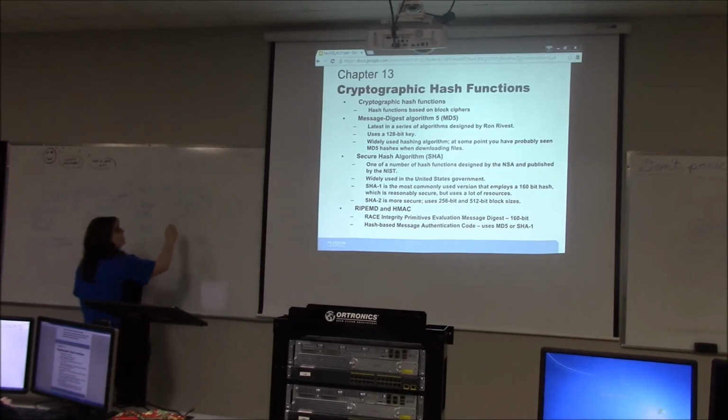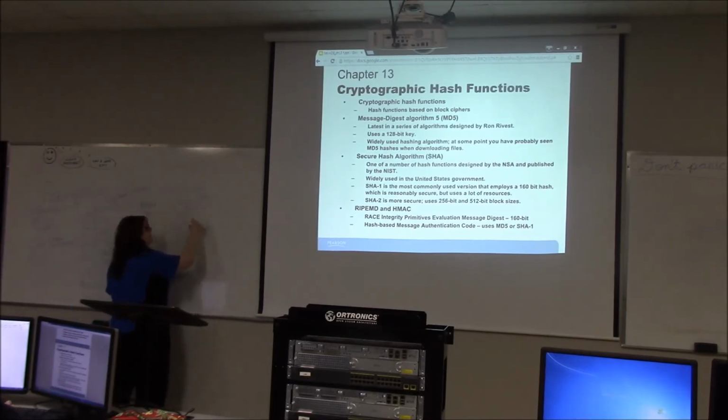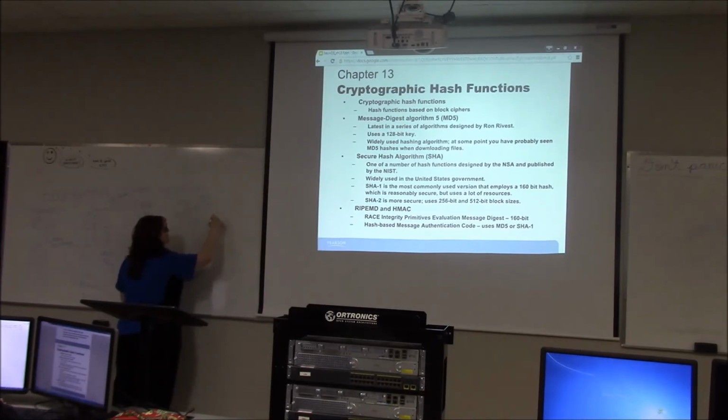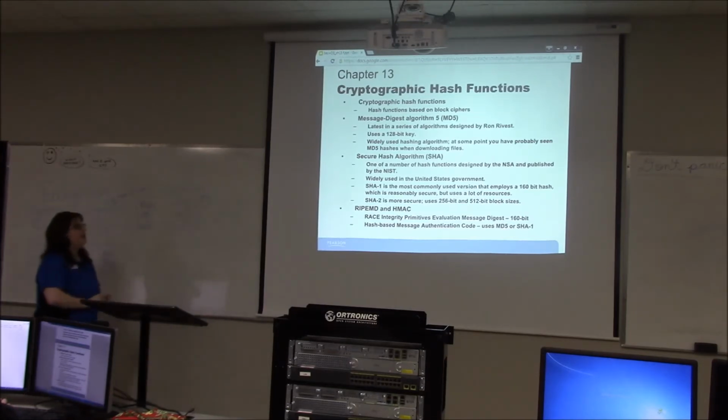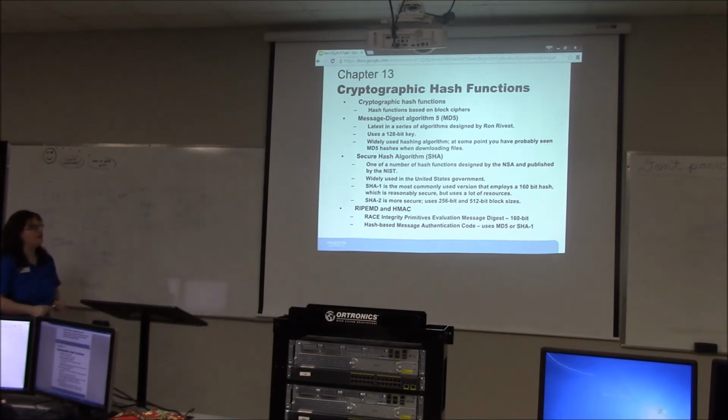The next one is SHA. SHA comes in different flavors. There's SHA-1, there's SHA-2, there's things like that. But that's the secure hash algorithm, very frequently used by the government.